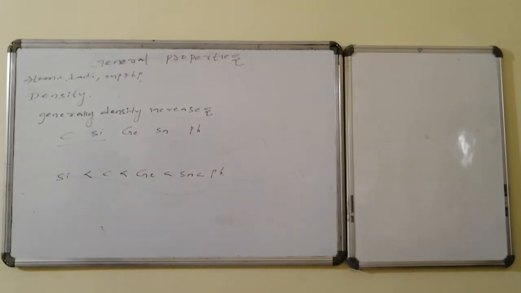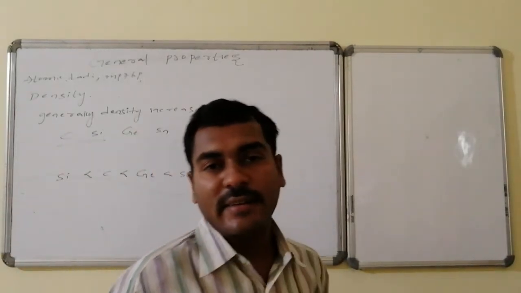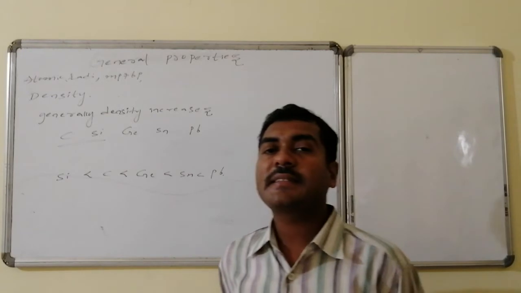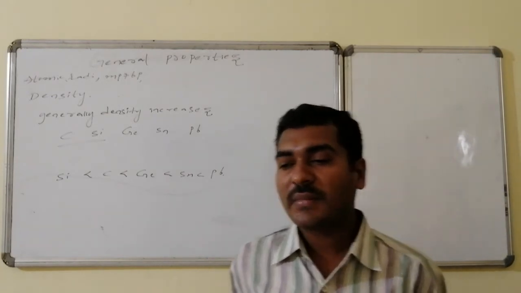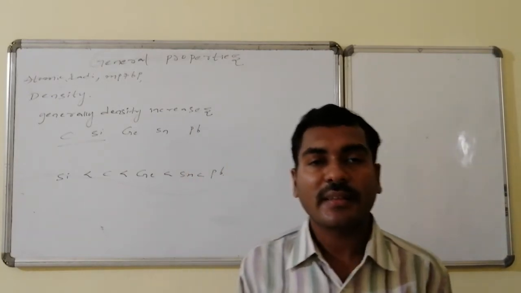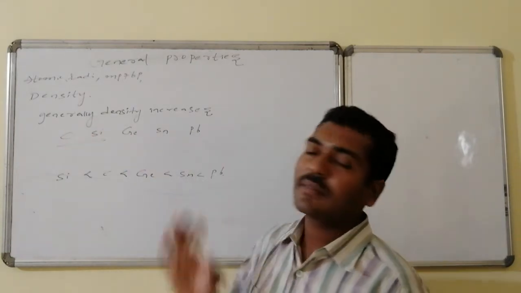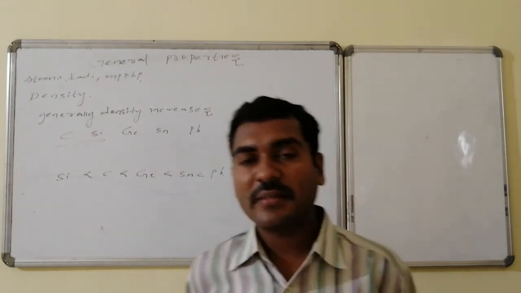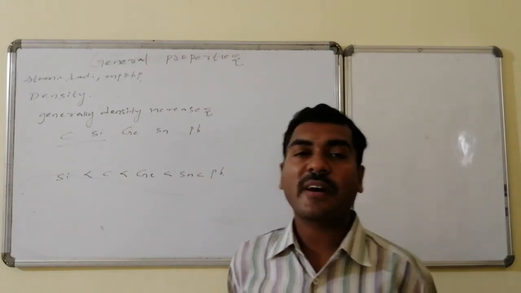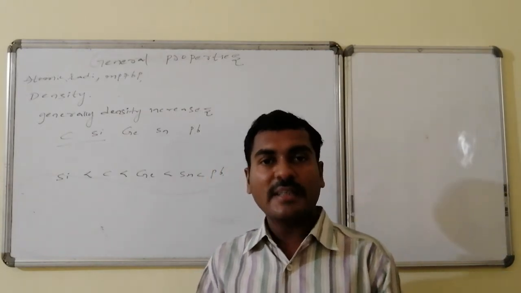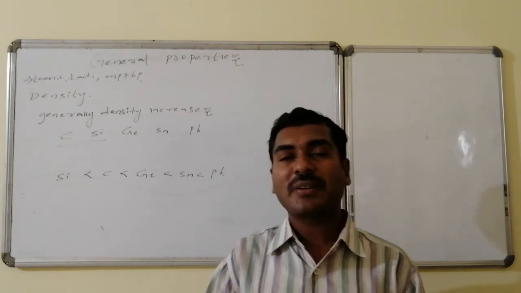Density, the ratio of mass to volume, is said to be the density. Generally density increases from top to bottom. In this case also density increases from top to bottom, thus we can expect that density goes on increasing. But there is an abnormality in case of carbon and silicon. Silicon is having lower density compared to the carbon.